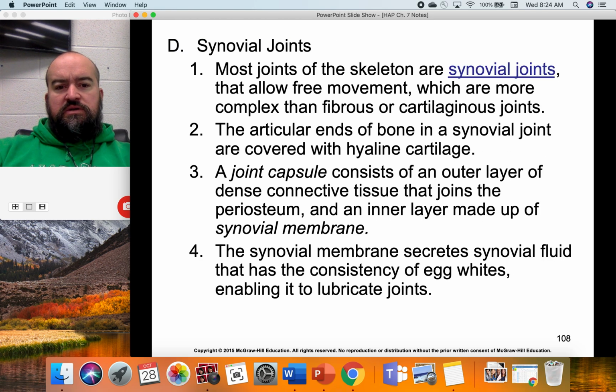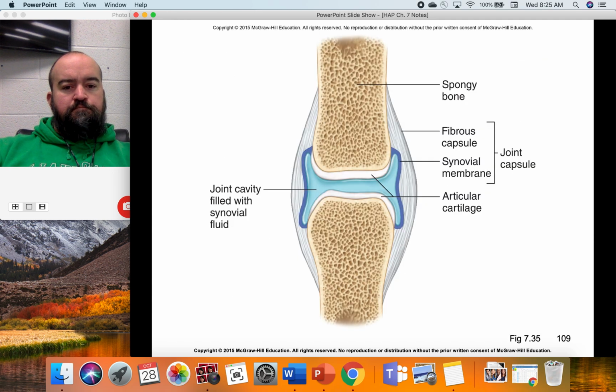Synovial joints are joints that are freely movable, and they include a joint capsule in their structure. The joint capsule is a double-layer membrane that has synovial fluid on the inside. And again, these are the joints that we typically think of when we talk about knees and elbows. You can see there the different layers of tissue.